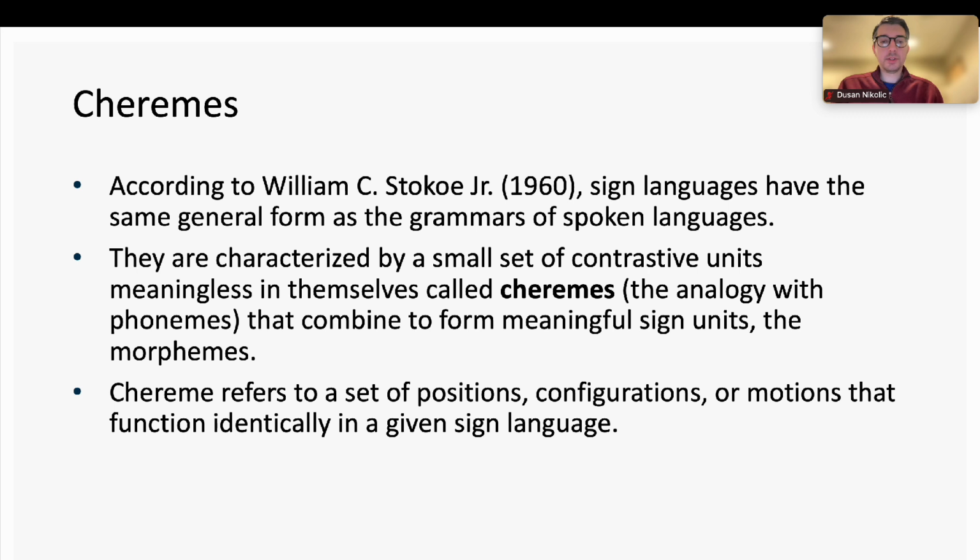Chiremes. A chireme refers to a set of positions, configurations, or motions that function identically in a given sign language.